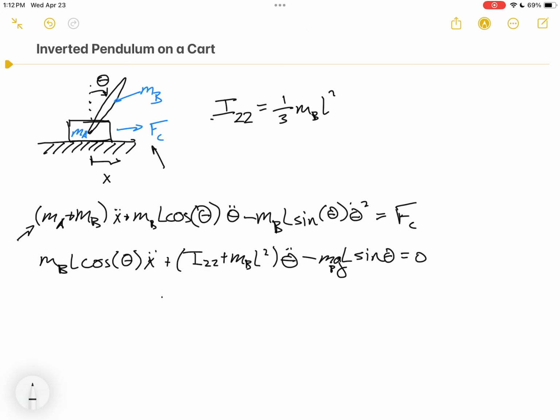The first row, ma plus mb x double dot plus mb L cosine theta times theta double dot plus mb L sine theta times theta dot squared is equal to Fc, which is again that force applied to the cart or the block. And then the second equation, mb L cosine theta x double dot plus Izz plus mb L squared theta double dot minus mb g L sine theta, and all of that is equal to 0.